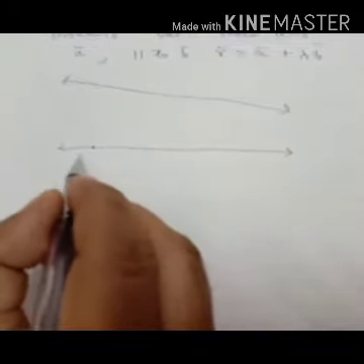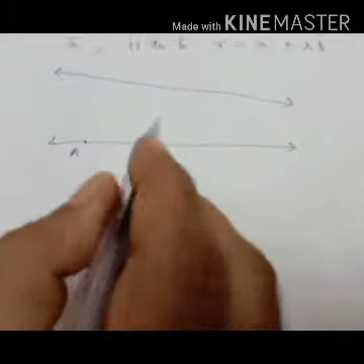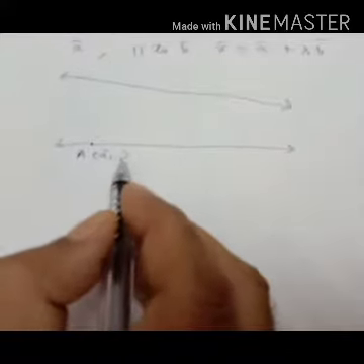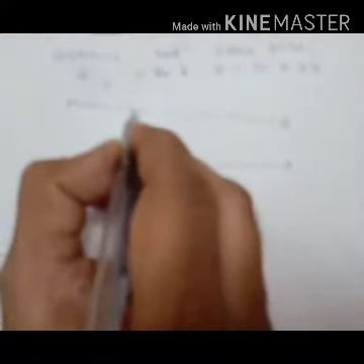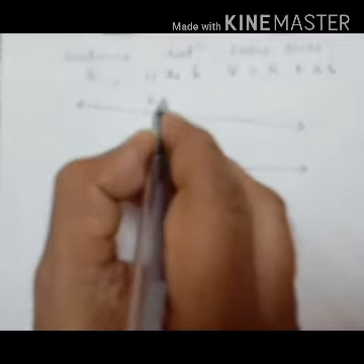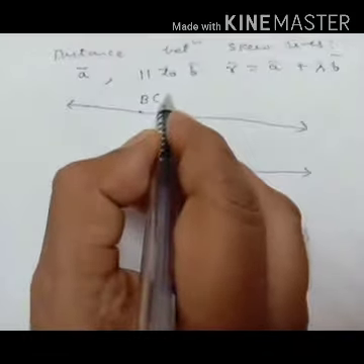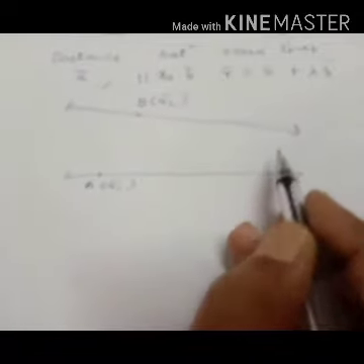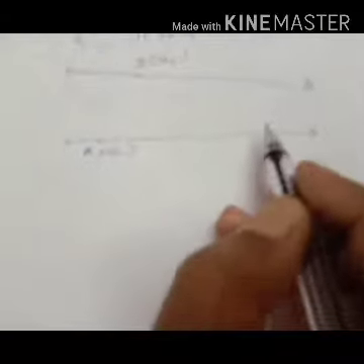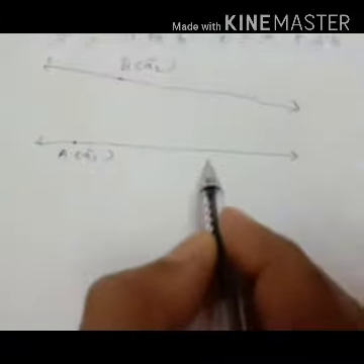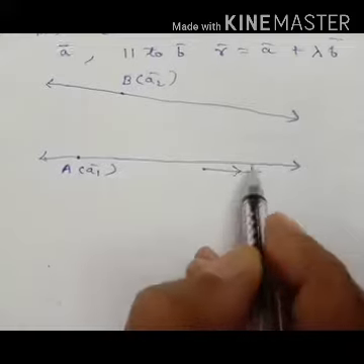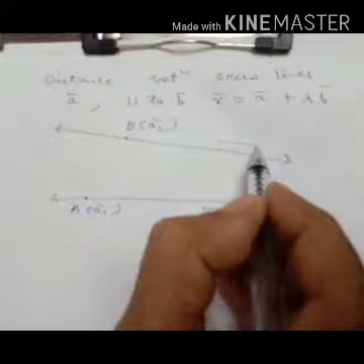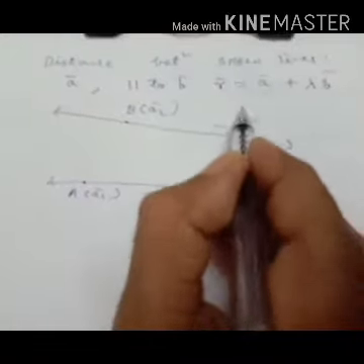Suppose a point on one line is A. Its position vector we shall denote by A1 bar. A point on another line, suppose it is point B, has position vector A2 bar. These two lines are neither parallel nor intersecting. Suppose this is a line which is parallel to vector B1 bar, and another line parallel to vector B2 bar.